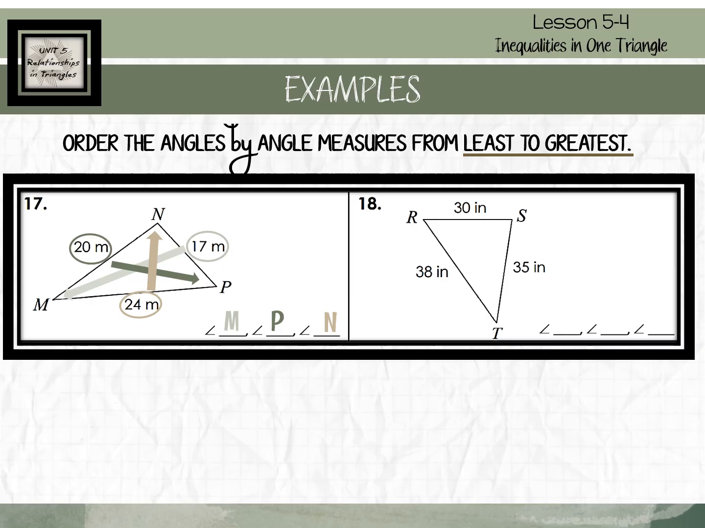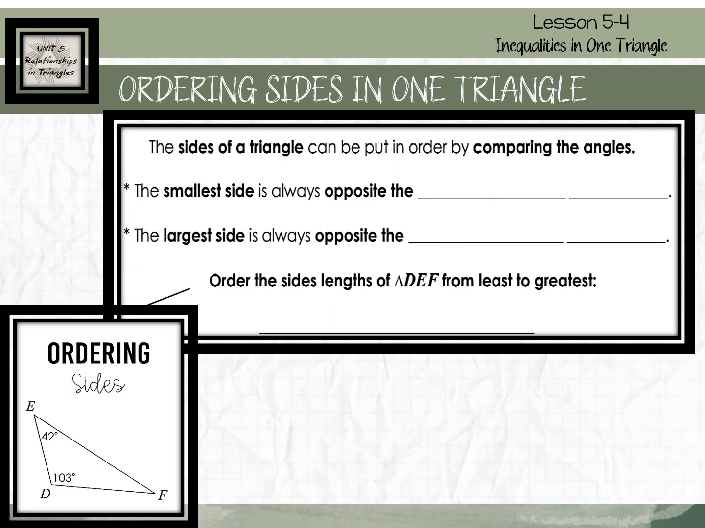Let's do it again. Shortest side 30. That gives us T. Middle side 35. That gives us R. And 38, longest side. That gives us S.